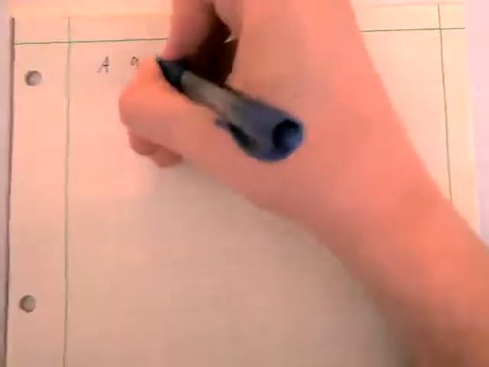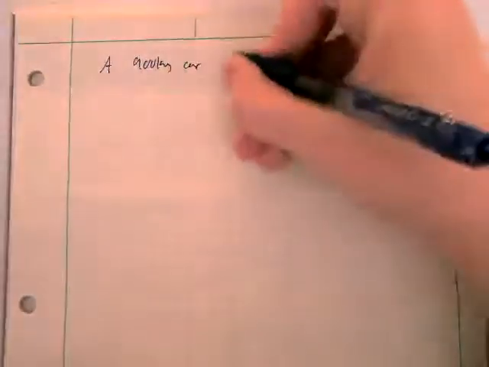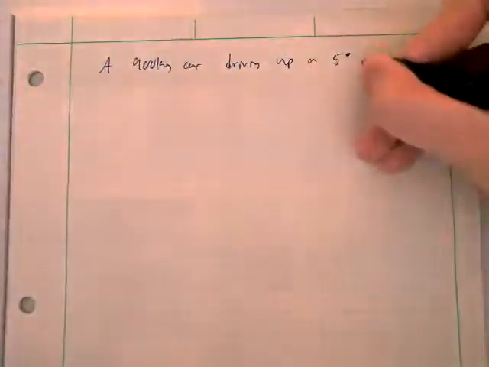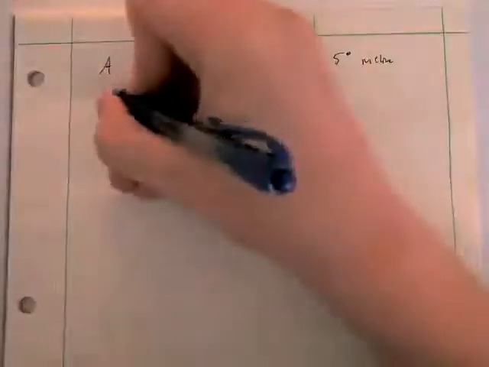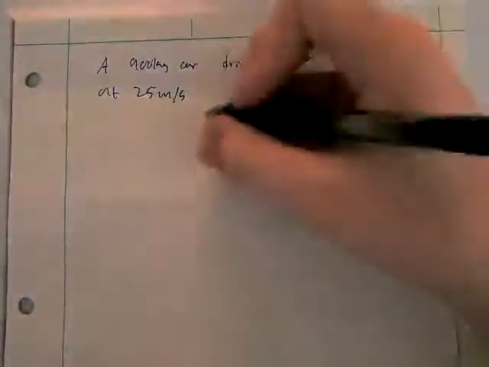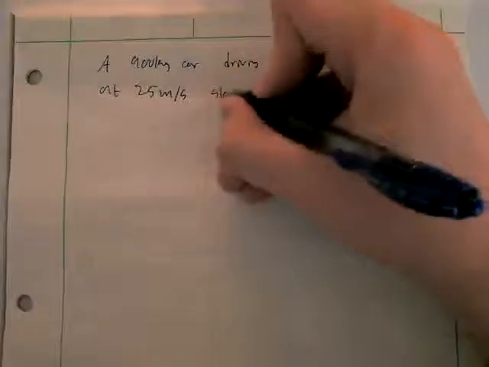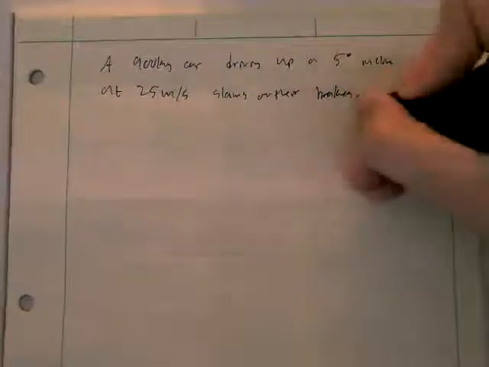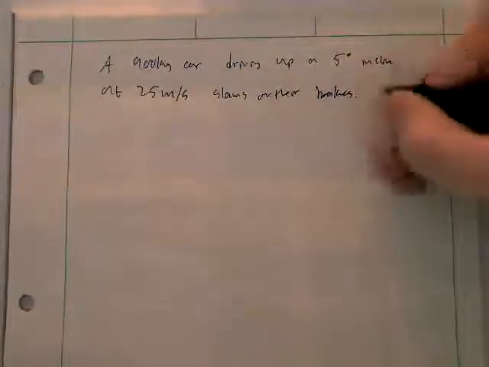Okay, let's do one more example. Okay, let's say in this case we have a real car, not a toy car, so a 900 kilogram car driving up a 5-degree incline at 25 meters per second, slams on their brakes. And so what we want to know is how far it's going to slide up.